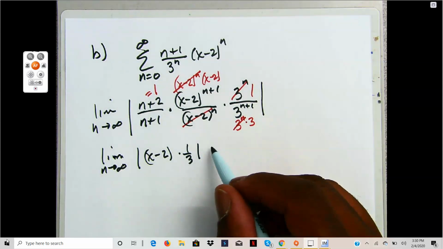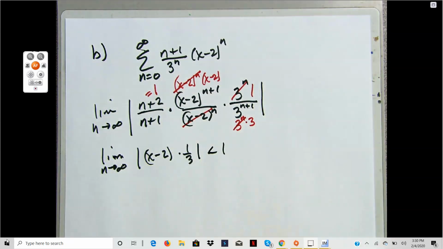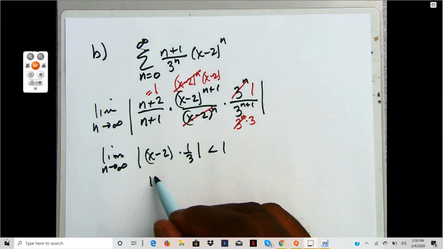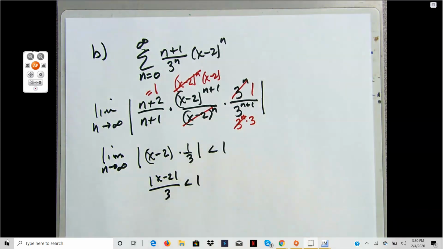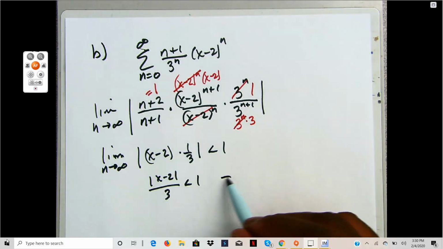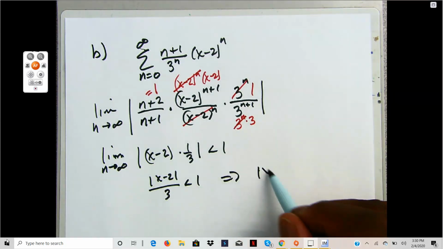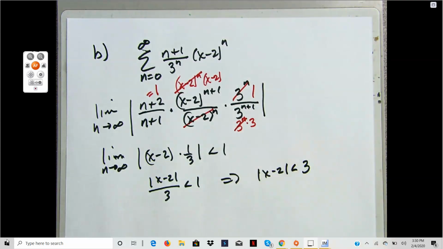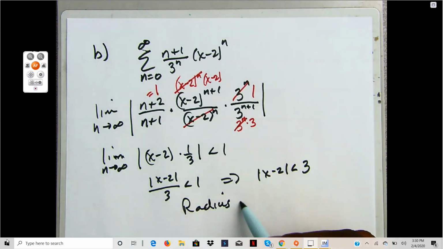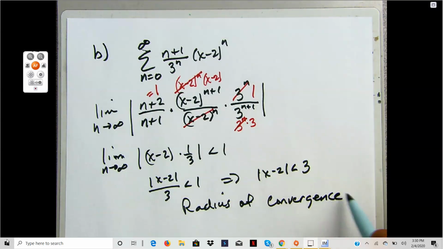And we know that has to be less than 1. So the absolute value of (x minus 2) over 3 is less than 1. Multiply both sides by 3. We're going to get the absolute value of x minus 2 is less than 3. So our radius of convergence is 3. Okay.